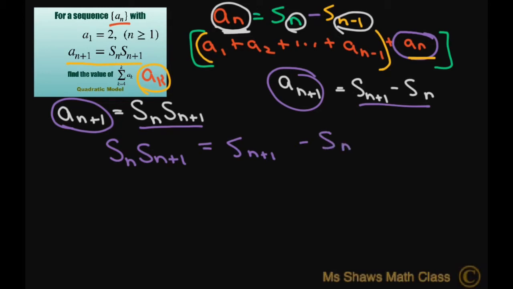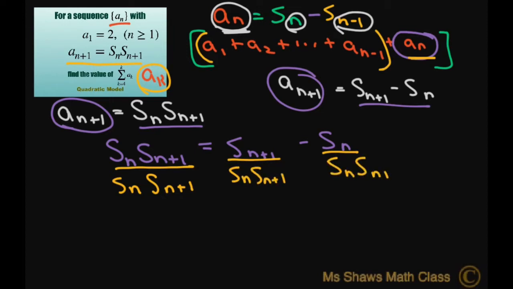To simplify this and see what kind of sequence we have, I'm going to divide each term by s sub n times s sub n plus 1. So I'll do that. All right, now what's going to happen here is this is just going to give me 1. See, that's making it look easier. These two cancel, so I get 1 divided by s sub n. And then I have minus, these two cancel, 1 divided by s sub n plus 1.